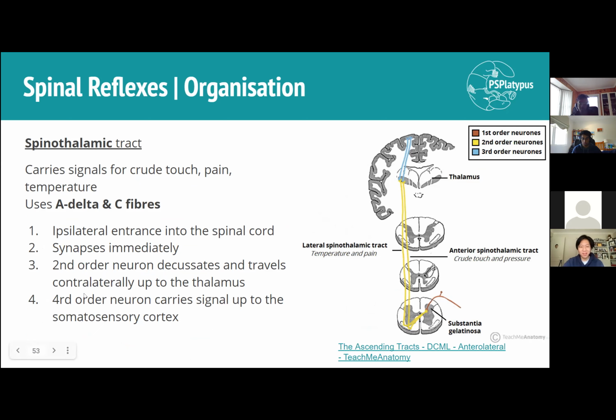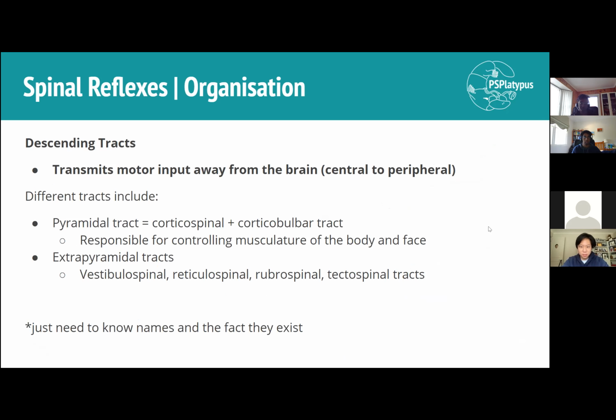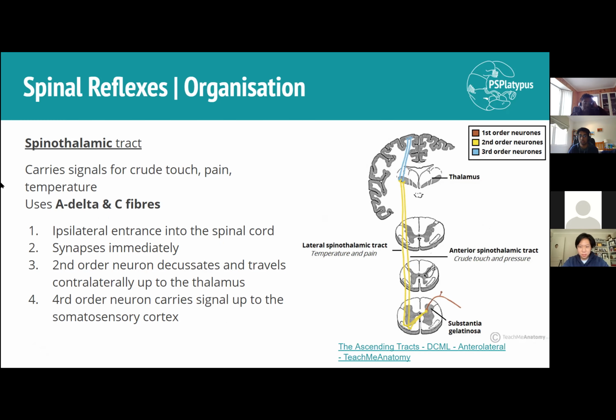So contralaterally, if you remember from the table, it means the opposite side of the body. So ipsilateral means same side, contralateral opposite side. Since it decussates, it then travels on the opposite side of the body all the way up to the thalamus. That's where I say third order neuron. And then it carries the signal from the thalamus to the somatosensory cortex.